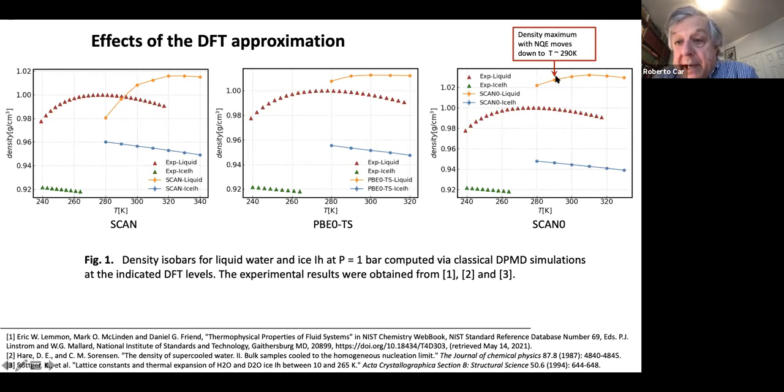We have some preliminary data using path integral molecular dynamics. And with this preliminary data, we see that the temperature of maximum density is pushed down to approximately 290K, well, approximately 10K above the experimental results. So we are quite confident that by climbing the Jacob ladder of density functional theory, one can improve also on these delicate properties.